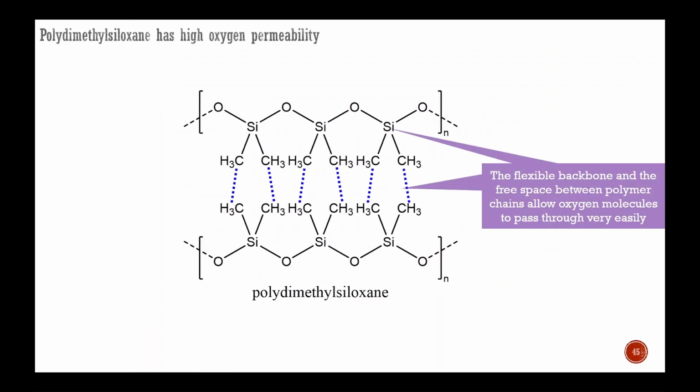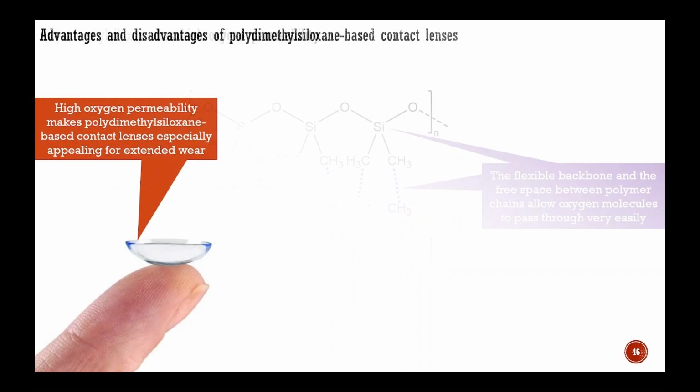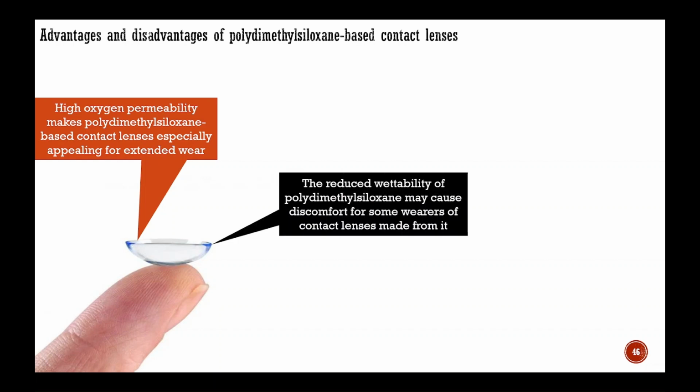One of the most important properties of polydimethylsiloxane is its high oxygen permeability. Its flexible backbone and the free space between polymer chains allow oxygen molecules to pass through very easily. This property makes polydimethylsiloxane-based contact lenses especially appealing for extended wear, as they help maintain corneal health by allowing ample oxygen to reach the eye. However, the reduced wettability of polydimethylsiloxane may cause discomfort for some wearers of contact lenses made from it.